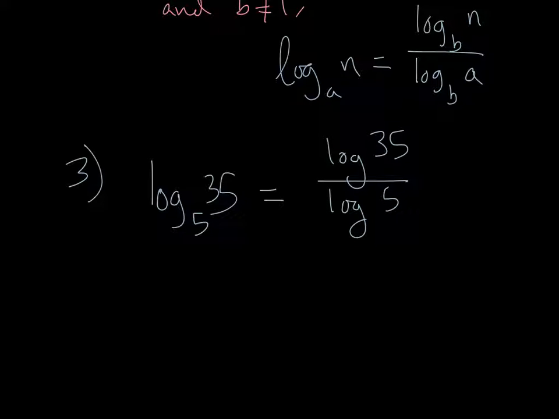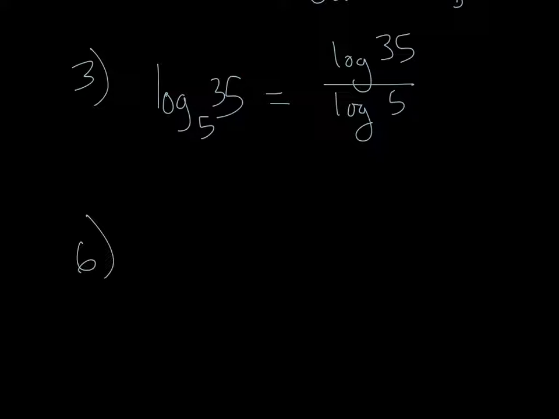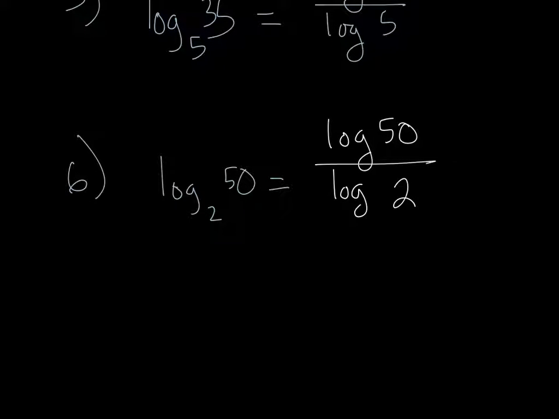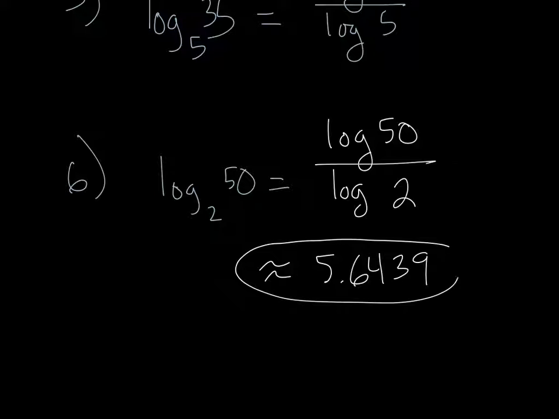Alright, let's jump down to number 6 and we'll wrap this video up. Number 6 asks us to evaluate the logarithm of base 2 of 50. So this is in base 2. We can rewrite this using the change of base formula as log base 10, or the common log of 50, divided by the common log of 2. Once again, there is no 10 here because it's just assumed. That's the common logarithm. Let's plug this into our calculator really quick. And what you get is that this is approximately 5.6439, and that's it.